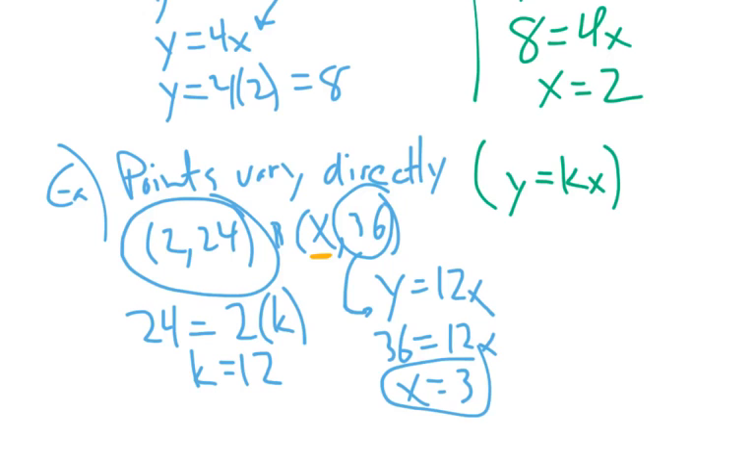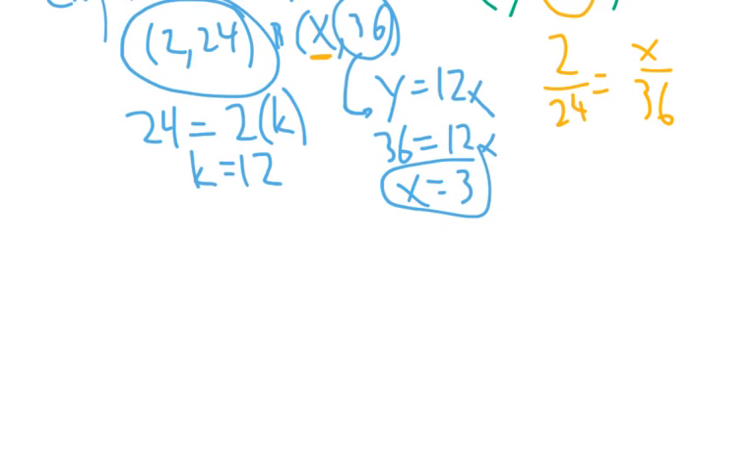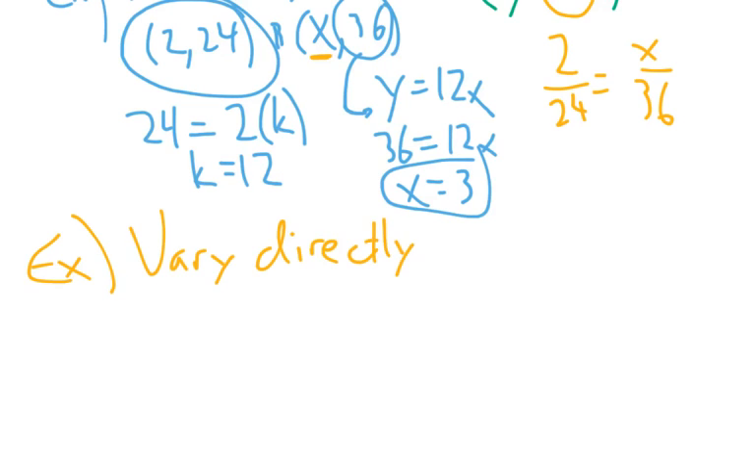Another way, you can just set up a proportion. You could go 2 over 24 is equal to x over 36. That would work out as well, because you're hinging this all around k, and they both share that same k. So that's another way you could solve that problem. And then just to show you yet another look, and maybe with a little bit of harder numbers, same idea. So these points vary directly. That's the language you'll tend to see with this.